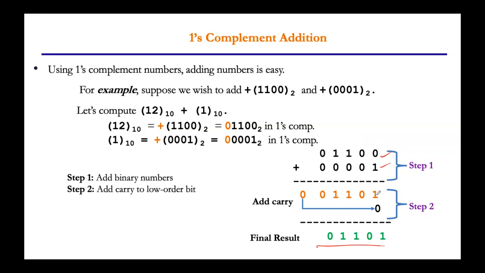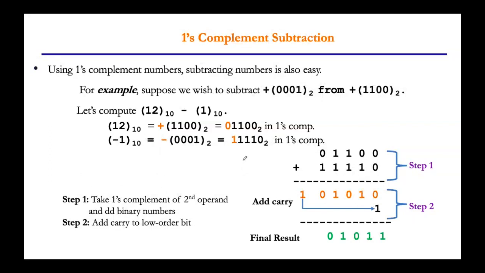Here 0 plus 1 is 1, 0 plus 0 is 0, 1 plus 0 is 1, 1 plus 0 is 1, 0 plus 0 is 0. If a carry comes, suppose 1, that will also be added. So add the carry to the lower order bit in ones complement addition. Similarly, ones complement subtraction.